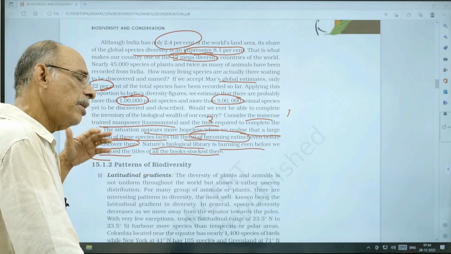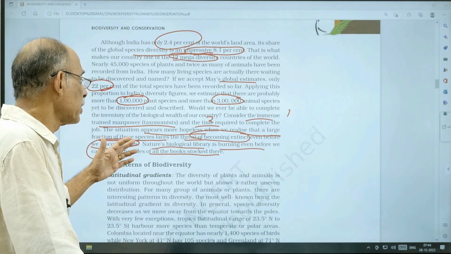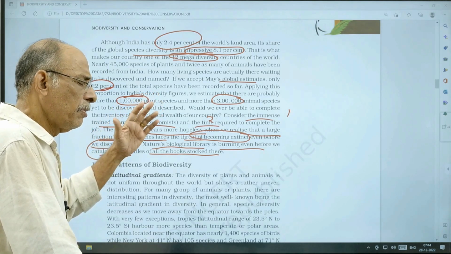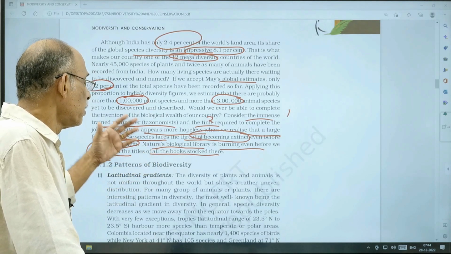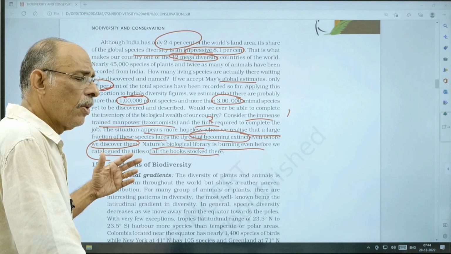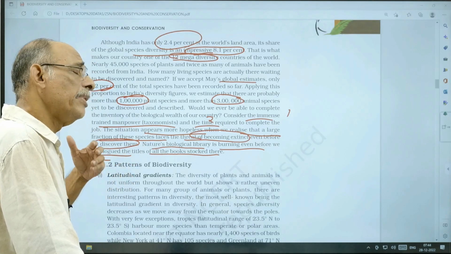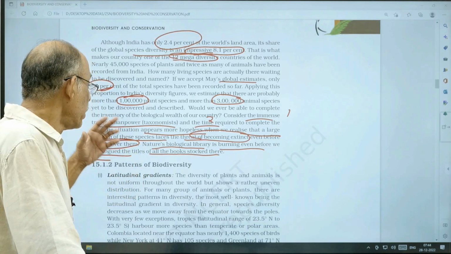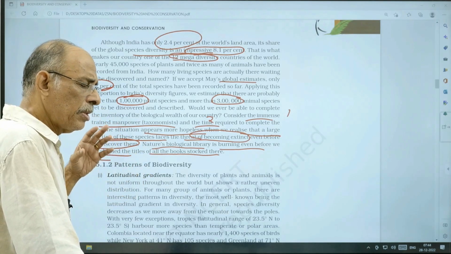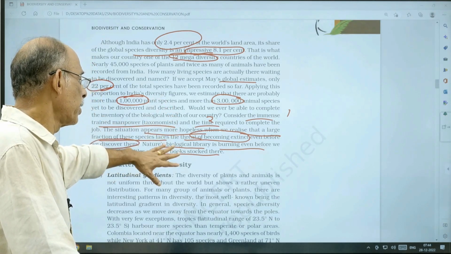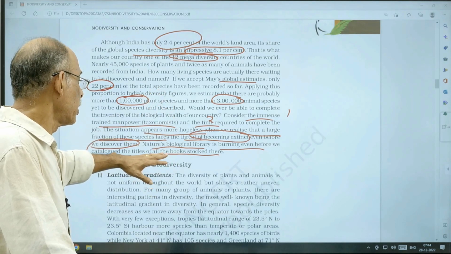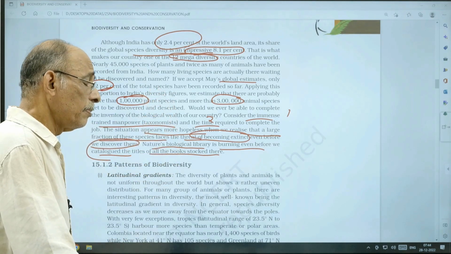And even if we are doing the process, each day many species are becoming extinct. So before we catalog, before we identify each species, many species become extinct. So we will never be able to get even an approximate estimate of these plants and animals to be discovered.